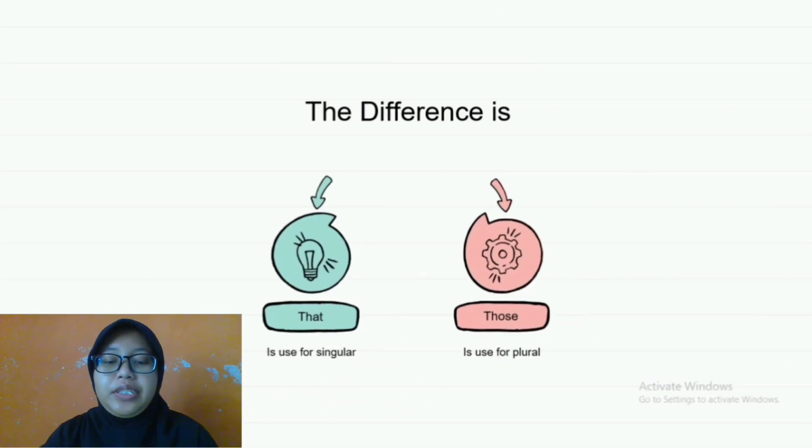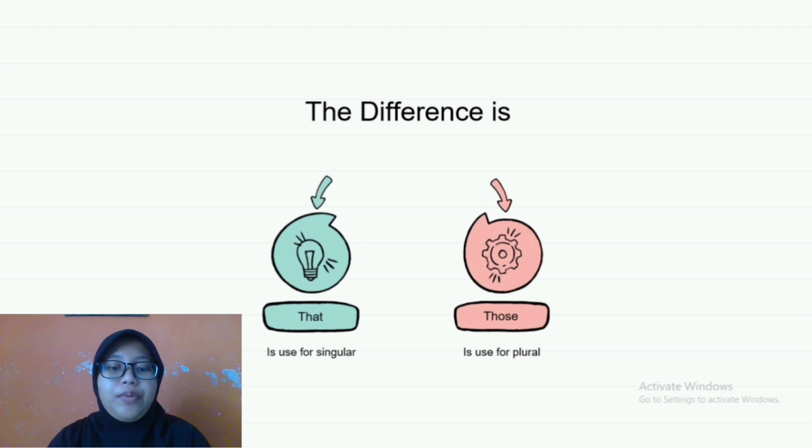Let's become more specific about the difference between that and those. The word that is for a singular noun. Examples of the use of the word that: that is my book, that is my dress, Carol, that is my sister. Remember, when you use the word that, you don't need to put an s on the back of the noun. And the to be that is used is is and was.